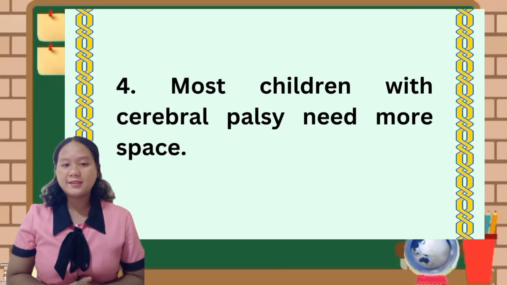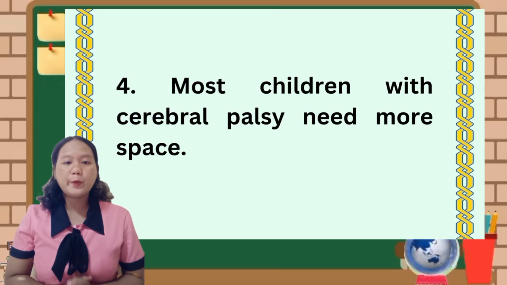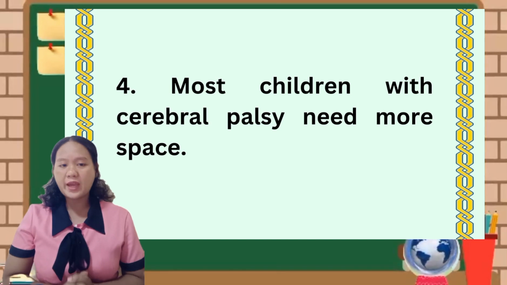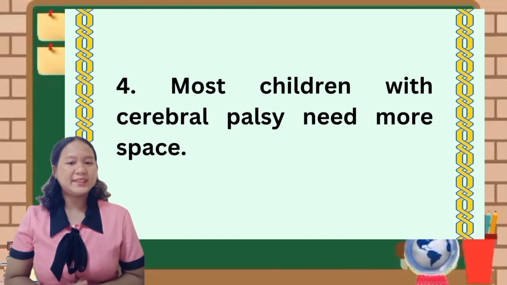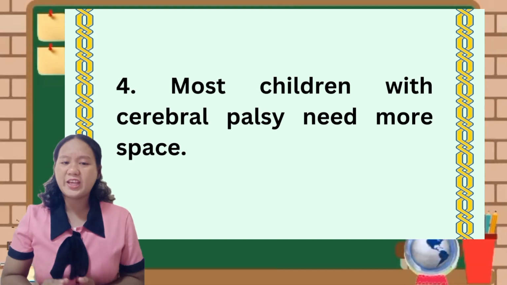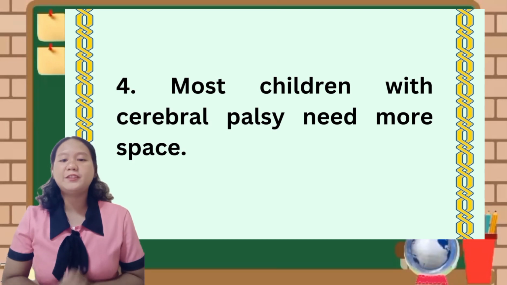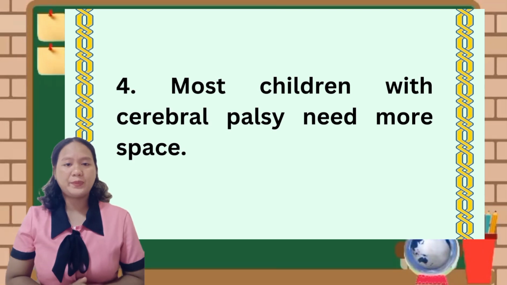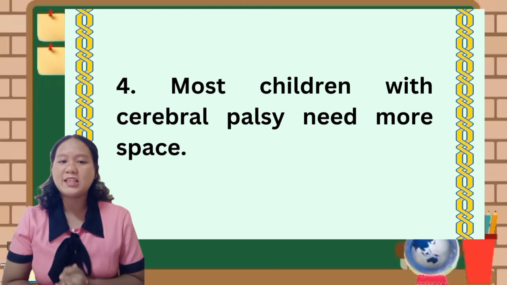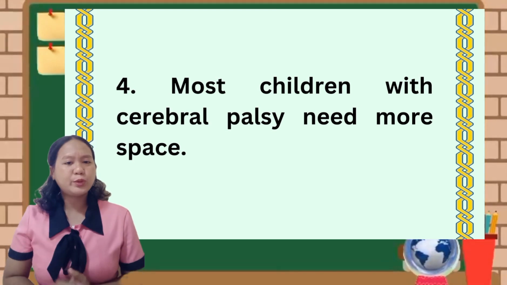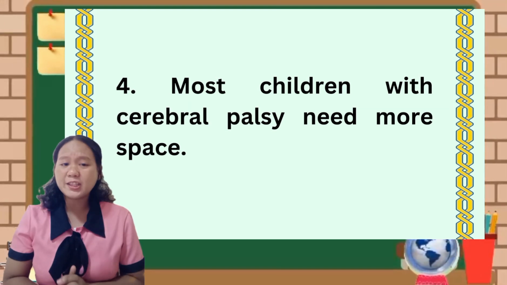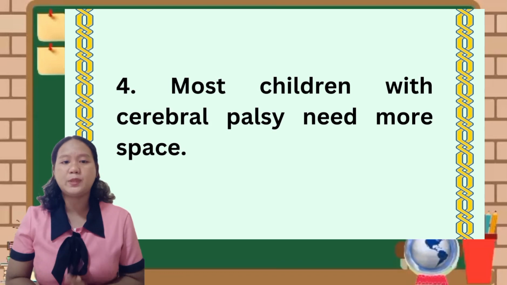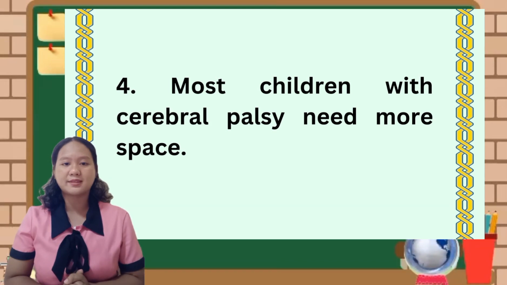The fourth one is, most children with cerebral palsy need more space. With muscle movement being a main characteristic of this condition, having enough space to move is crucial. Limiting spaces can lead to less inclusion. Classrooms should be designed to be uncluttered and with plenty of space between desks and other objects.